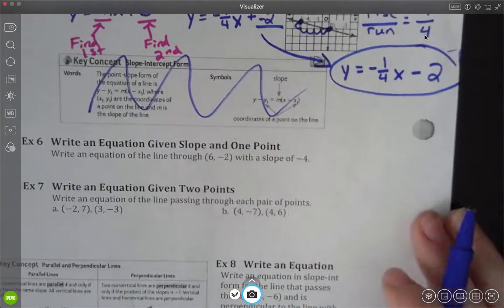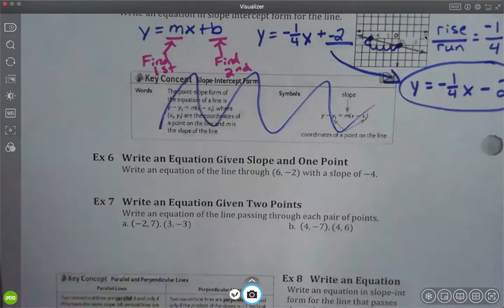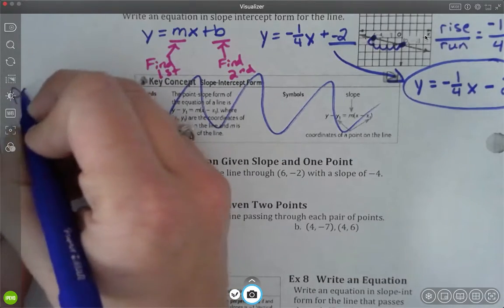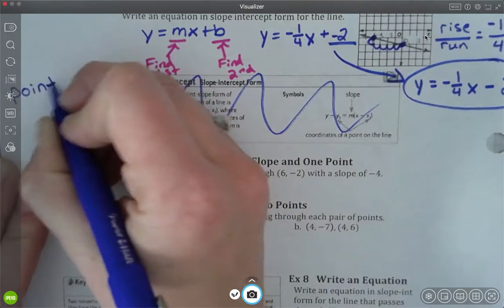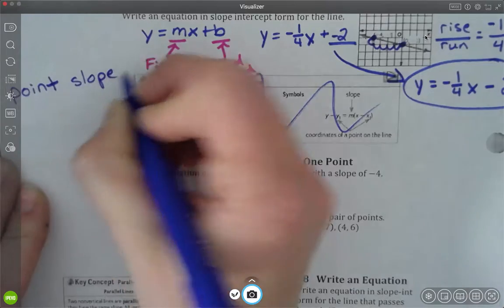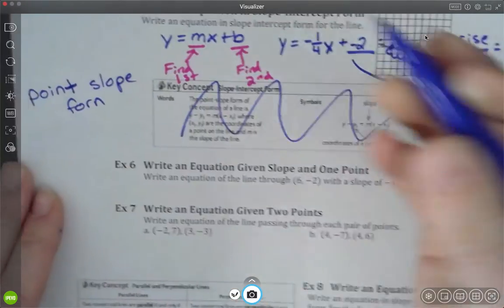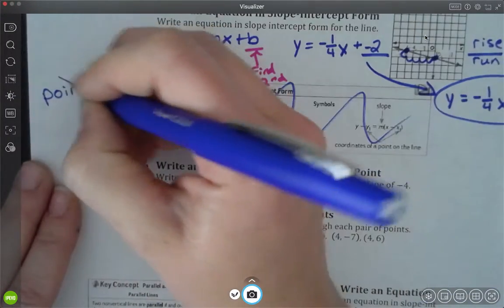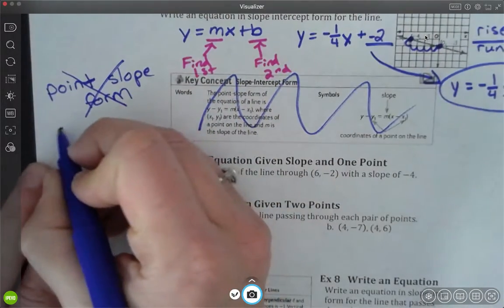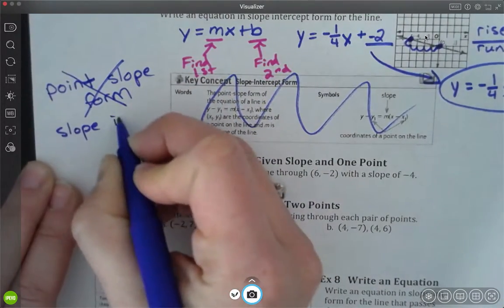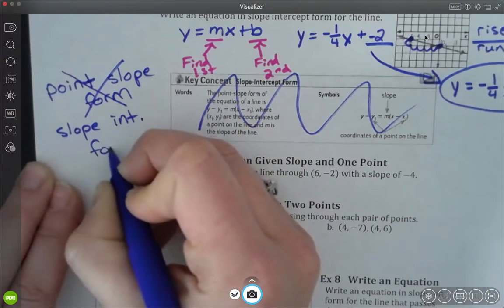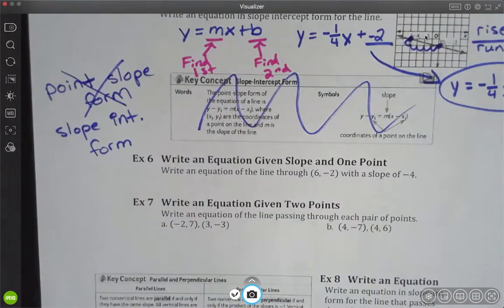So cross out that table. I don't like him. Whenever your book says point slope form, you are not going to do point slope form. You are going to do slope intercept form, because I don't like point slope form for right now.